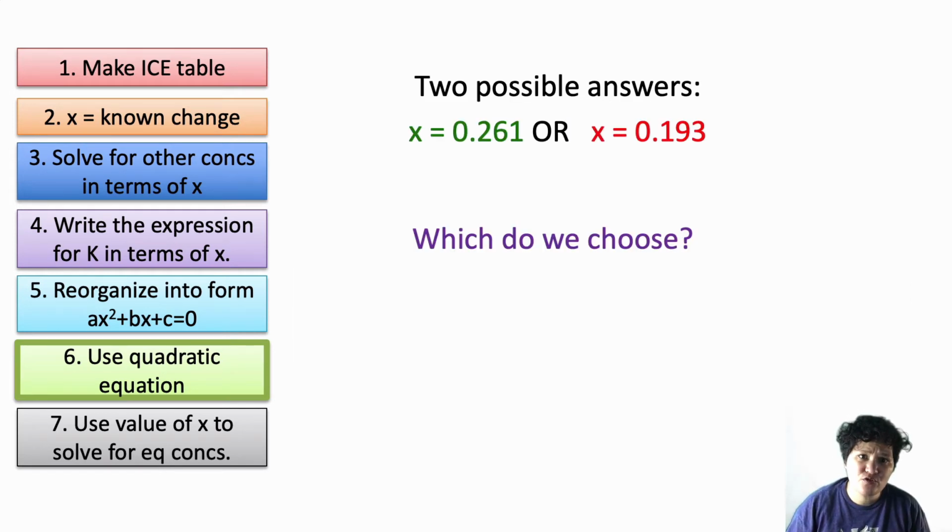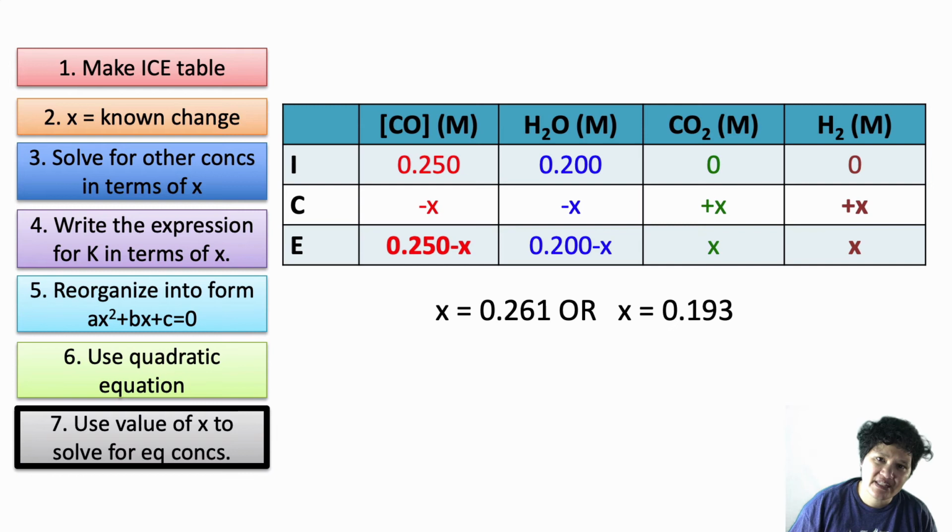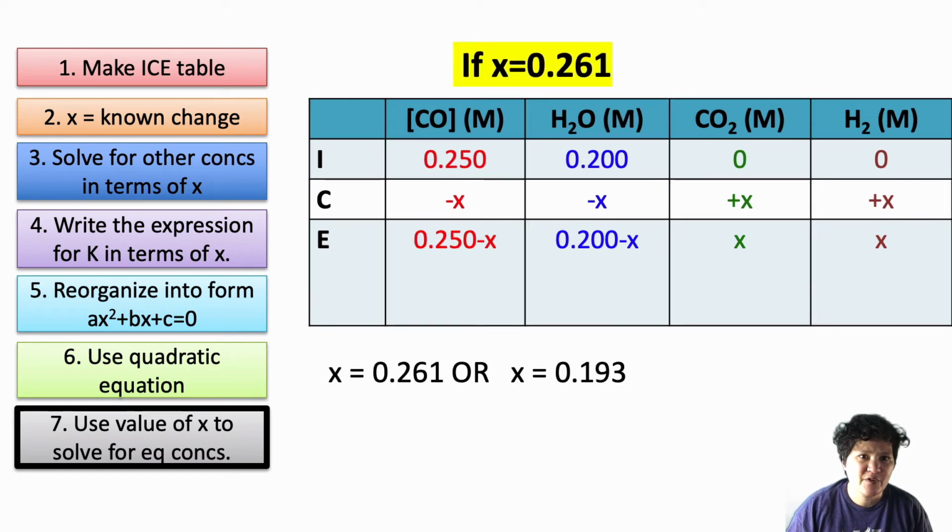So now we have two possible values of x. How do we know which one is correct? In general, the best thing is to go back and look at our ICE table because usually it becomes obvious which one we need to use. So in this step, we're supposed to use the value of x in the ICE table to solve for equilibrium concentrations. Let's start by seeing what happens if you use x equals 0.261.